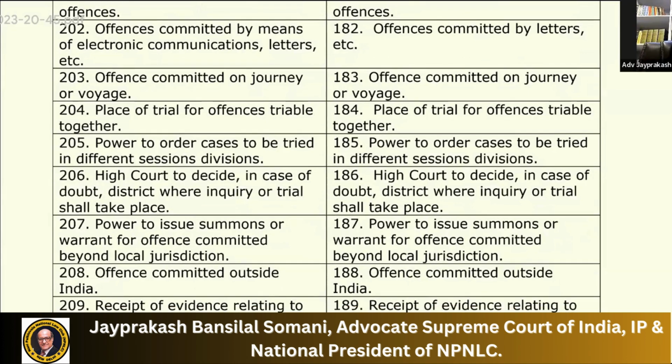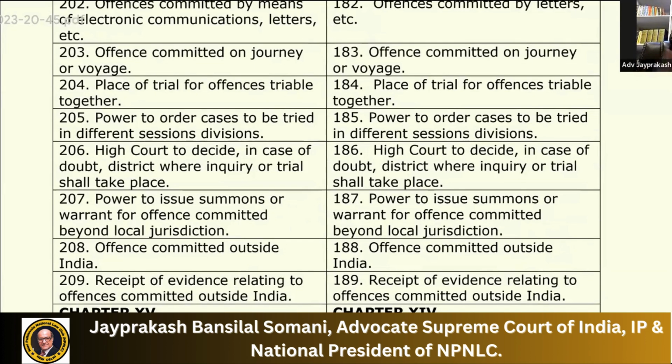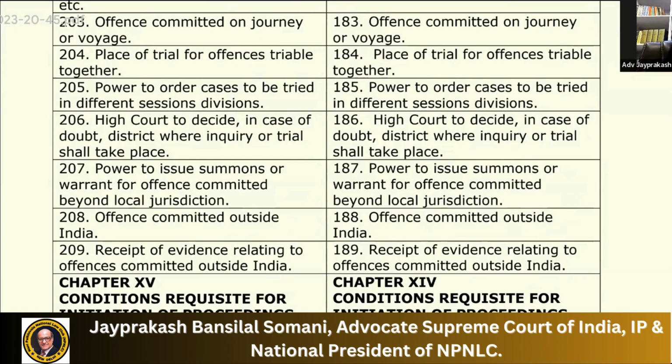BNSS section 203, offenses committed on journey or voyage. Its earlier section was in CrPC 183. BNSS section 204, place of trial for offenses triable together. Its earlier section was in CrPC 184. BNSS section 205, power to order cases to be tried in different sessions divisions. Its earlier section was in CrPC 185.